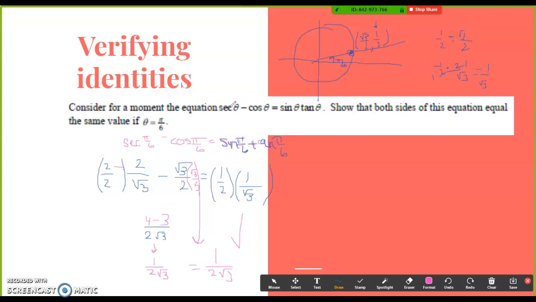As we move through verifying identities, we are going to verify identities for every single angle. And in order to do that, we're going to verify expressions for every single angle, and we have to use our trig identities. So you're going to be using those trig identities to verify expressions and verify that they work for every single angle. And so let's try that on the next slide.